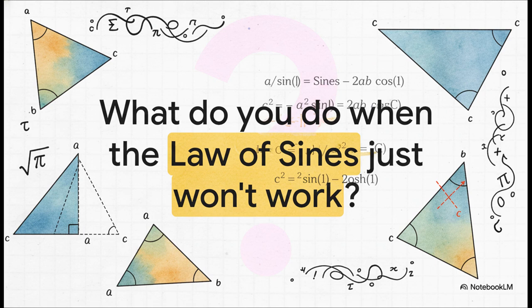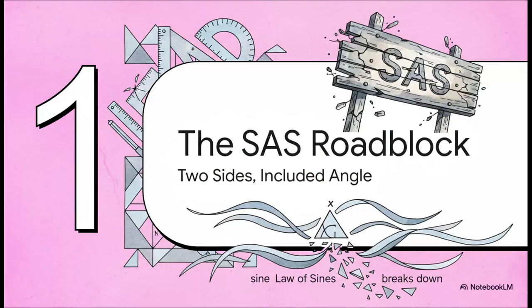You've gotten pretty good with the law of sines, right? You're solving triangles left and right, everything's going great, and then bam, you hit a wall. You've got a triangle in front of you, but for some reason, the law of sines is totally useless. Now what? Well, that wall, that roadblock, it's got a name. Side angle side, or SAS for short.